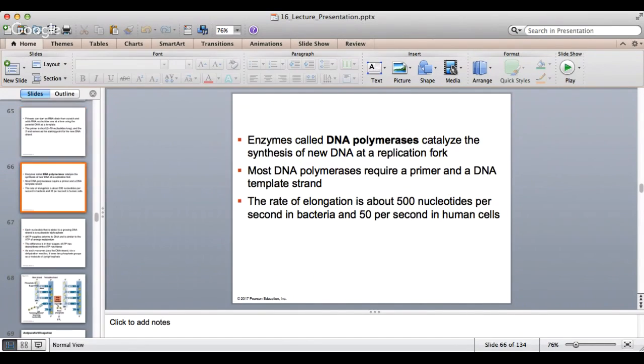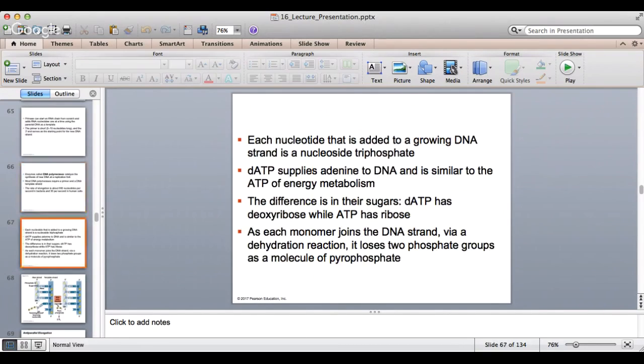All right, DNA polymerase is going to catalyze the synthesis of new DNA at the replication fork. Usually it requires that template to work with. We work at about 500 nucleotides per second in bacteria and 50 per second in human cells. Nucleotides, so every one of those bases, you guys, ATGC, 500 a second in bacteria and about 50 in humans. We're going to learn in the next chapter that we typically work in chunks of 3, but just for the purposes of replication, that's a pretty quick flow.